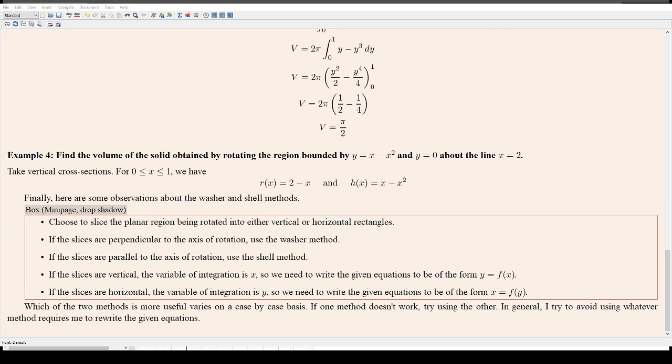Find the volume of the solid obtained by rotating the region bounded by y equals x minus x squared and y equals 0, the x-axis, and rotate that region about the line x equals 2. So we're rotating that around a vertical line.